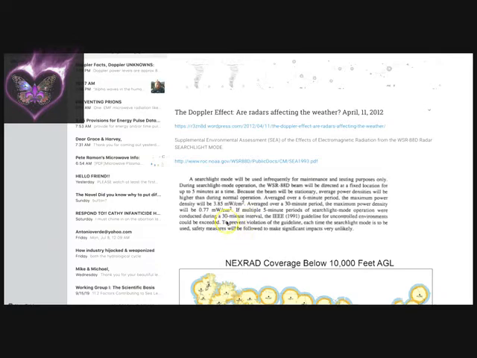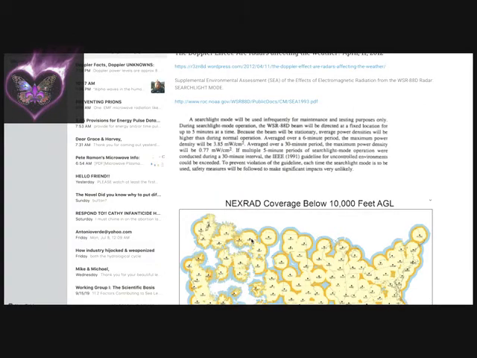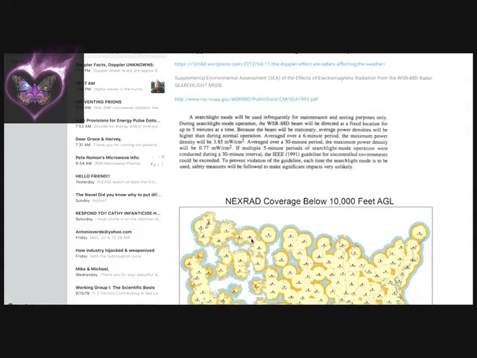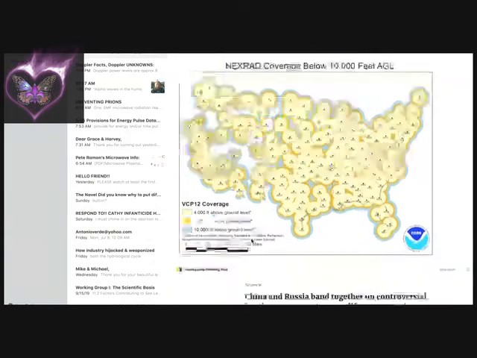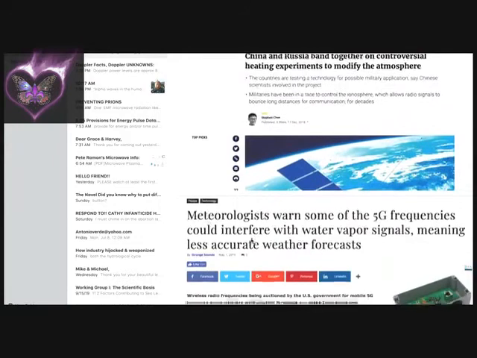Uncontrolled environments. That's what they're calling it to get people out of there, but they're using that uncontrolled environment mode to manage the environment. To prevent violations of the guideline, each time the searchlight mode is to be used, safety measures will be followed to make significant impacts very unlikely. Well, this is not what we're seeing.